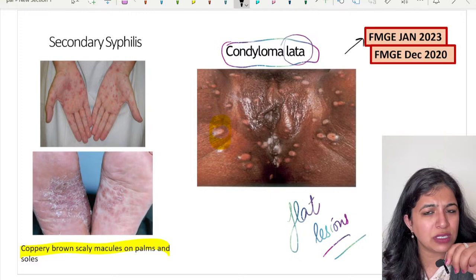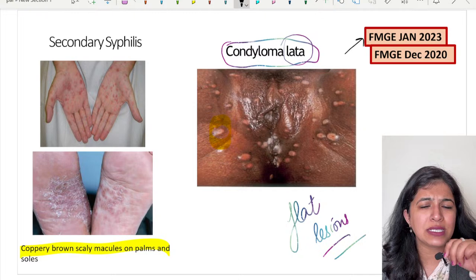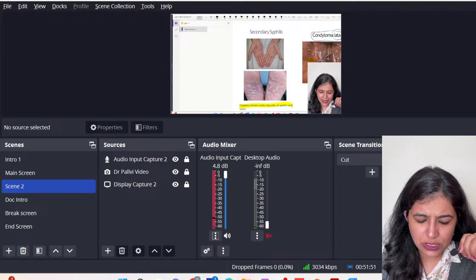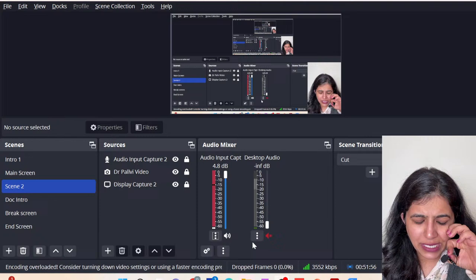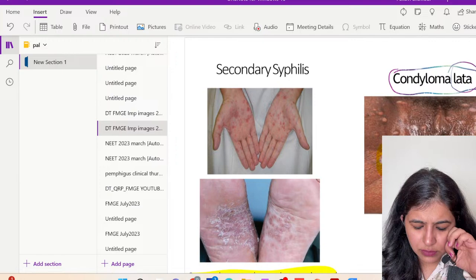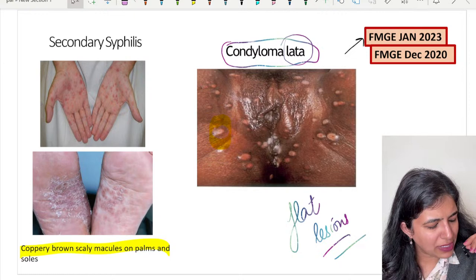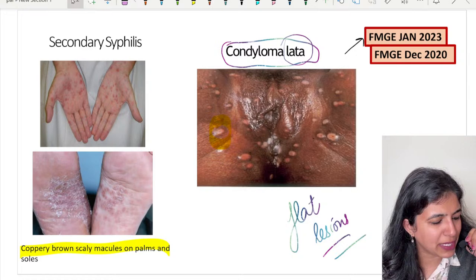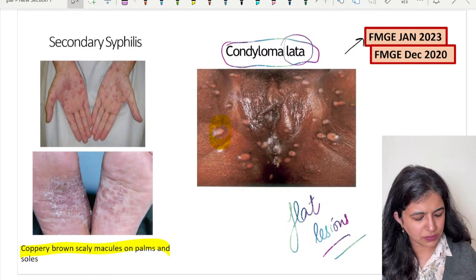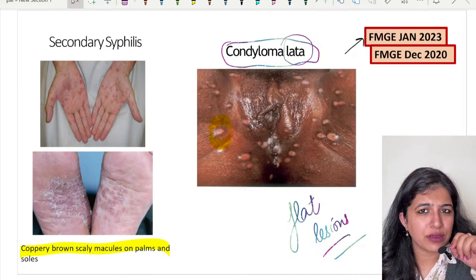Then there is a question from tertiary syphilis also that is asked: what part of the aorta shows involvement in tertiary syphilis? Okay, I'll write less. If my writing makes it noisy, then I will write less and speak more. I hope that'll be fine. So, what part of the aorta is involved in tertiary syphilis? It is the ascending aorta. No, gumma is on the skin. In the aorta, we have ascending aorta involvement.